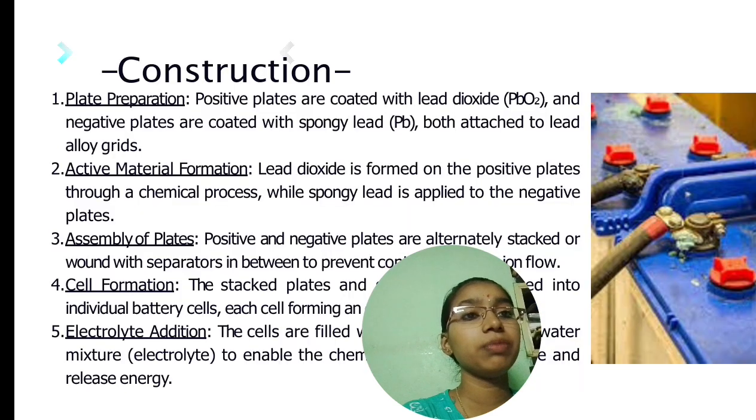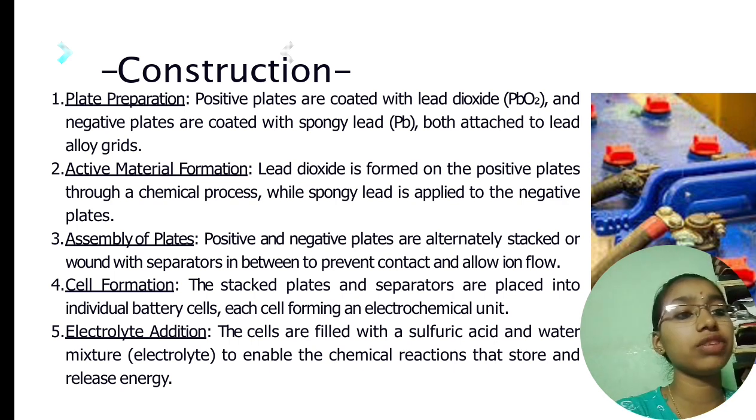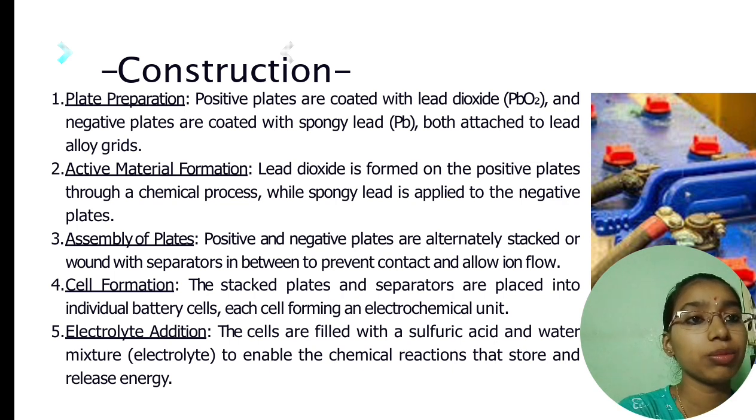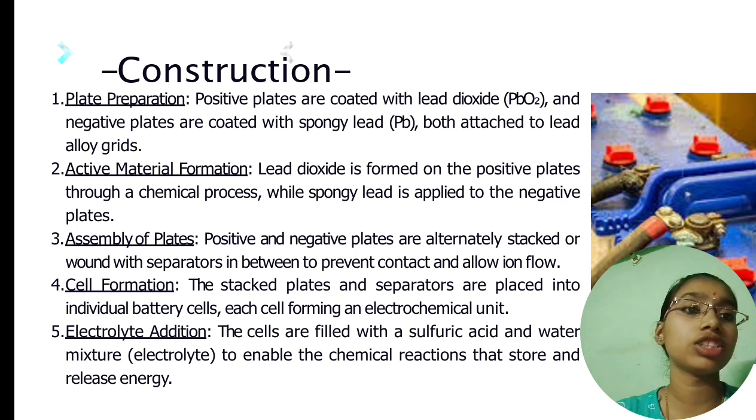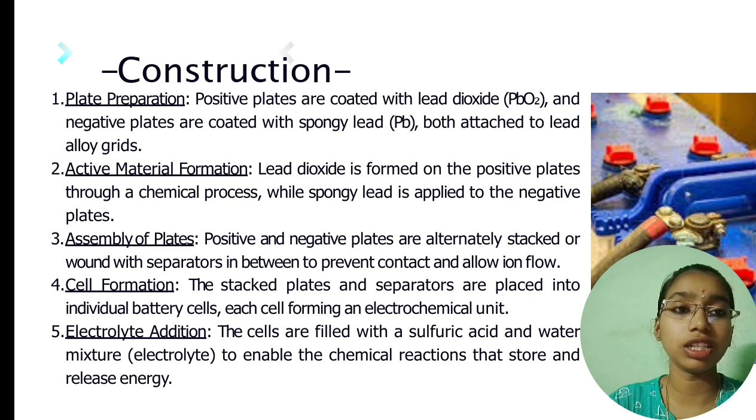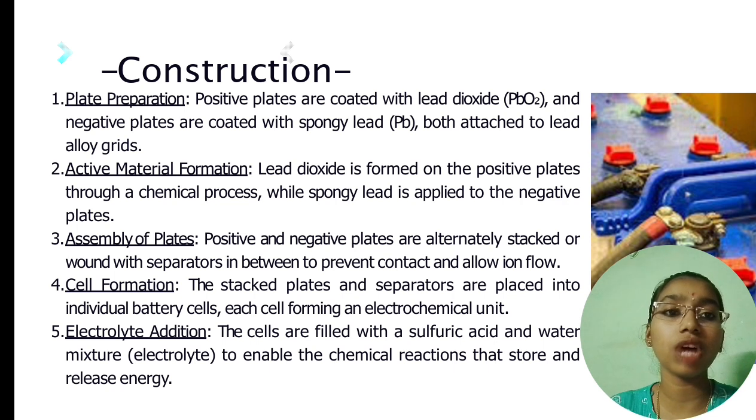Moving on to the next slide. Construction of lead acid battery. First, plate preparation. Positive plates are coated with lead dioxide and negative plates are coated with spongy lead, both attached to lead alloy grids. Active material formation. Lead dioxide is formed on the positive plates through a chemical process, while spongy lead is applied to the negative plates. Assembly of plates. Positive and negative plates are alternately stacked or wound with separators in between to prevent contact and allow ion flow.